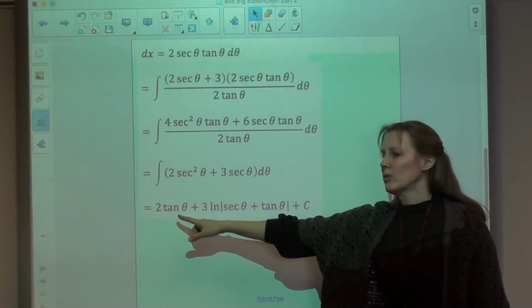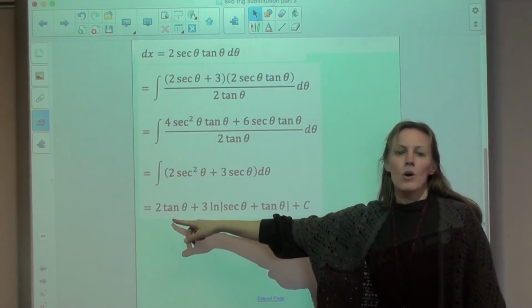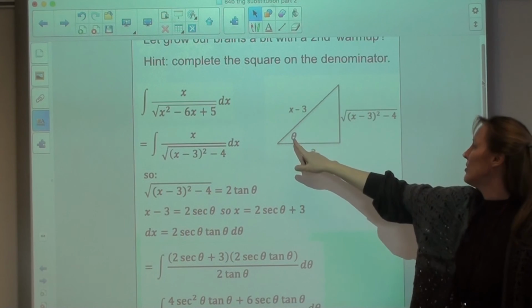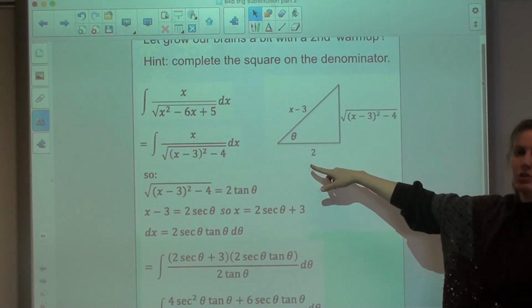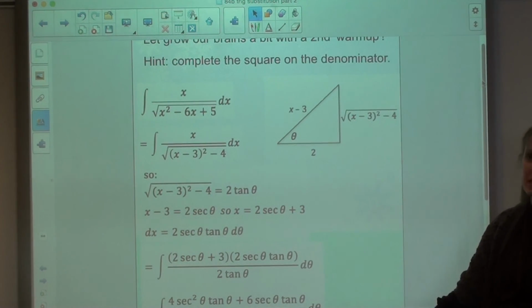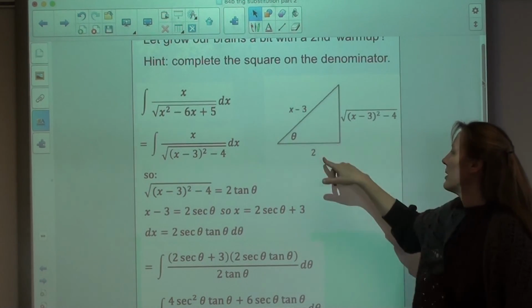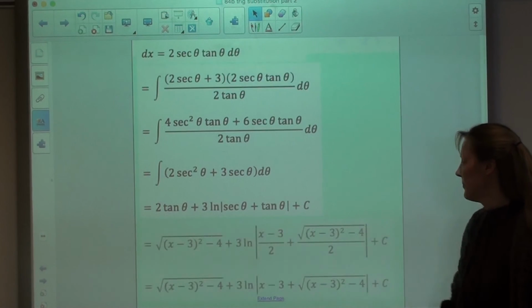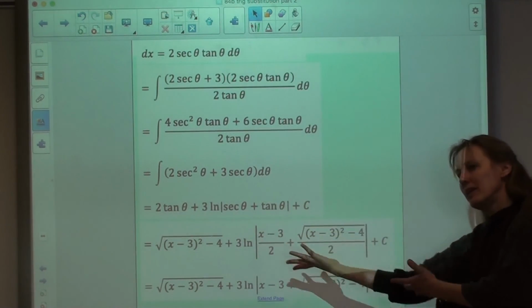So you look at your triangle and you say, what is the tangent of theta? Well, tangent of theta is this root over 2, right? Then you need the secant of theta. The secant of theta would be x minus 3 over 2. So you just plug those in, and you get this lovely thing.